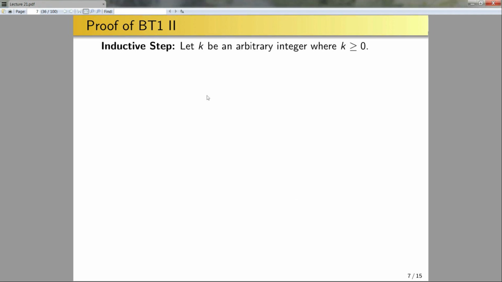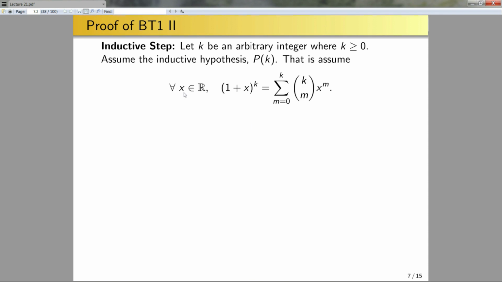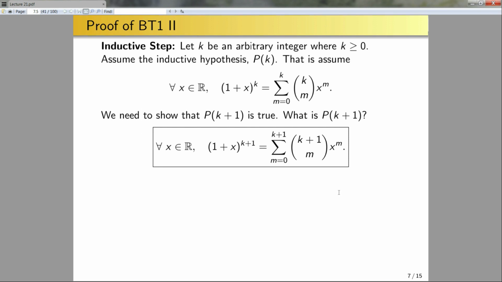Inductive step. So now we're going to let k be an arbitrary integer where k is greater than or equal to 0, and we're going to assume the inductive hypothesis p sub k. That is, we are going to assume that for all x in the real numbers, 1 plus x to the k is equal to this expression here. So now I need to show that p sub k plus 1 is true. So what is p sub k plus 1? Well, it's this boxed expression here. This is what I want to prove.